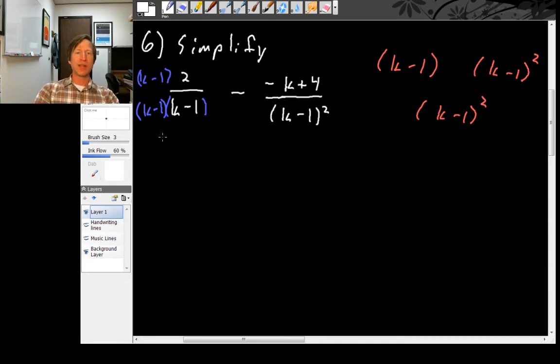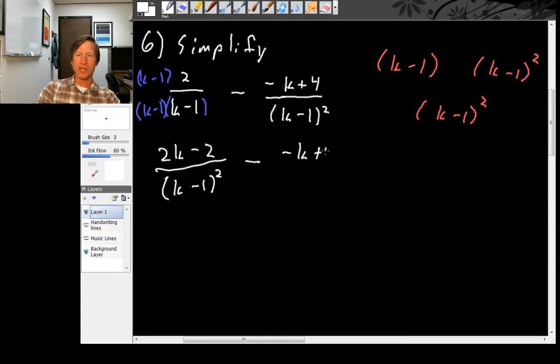Okay, now in the numerator, we can multiply this out. We get 2k minus 2. Now the denominator, k minus 1 times k minus 1 is k minus 1 squared. Minus, and this one on the right, remember, we were going to leave alone because it already had the denominator we wanted, so negative k plus 4 over k minus 1 squared.